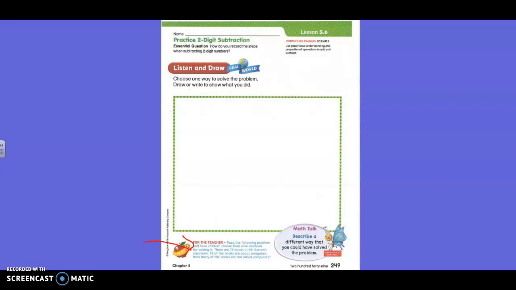Alright, so the problem today says, there are 74 books in Mr. Barron's classroom. 19 of the books are about computers. How many books are not about computers? So there are 74 books, right? 19 are about computers. We want to know how many are not about computers. So if 19 of them are about, we're going to subtract those 19 so we can see how many are not.